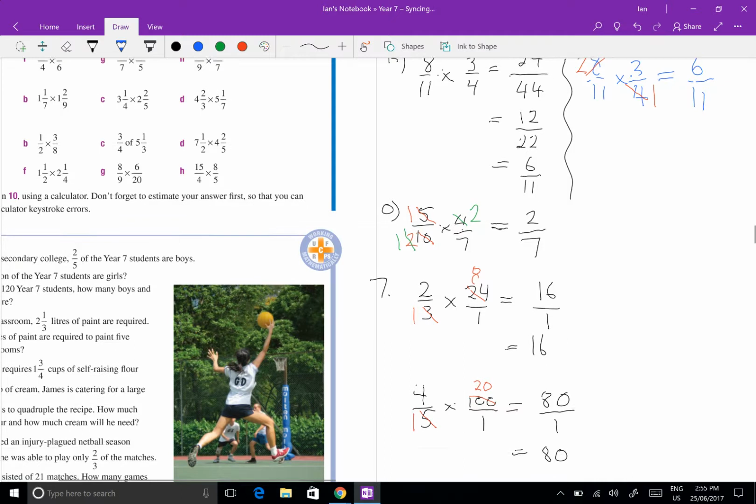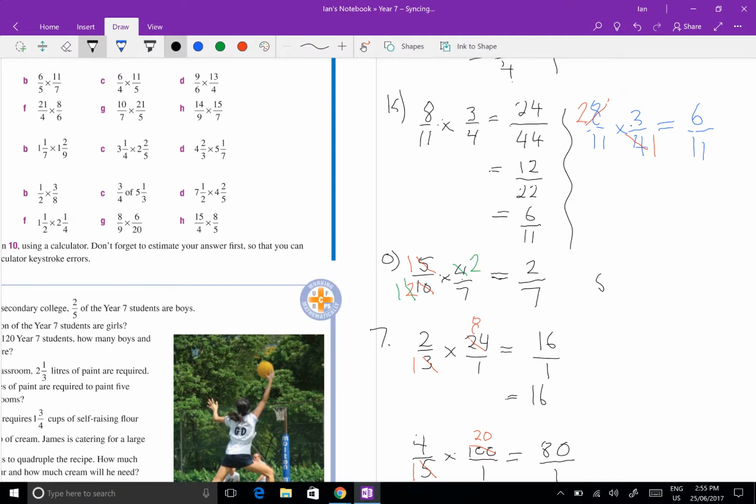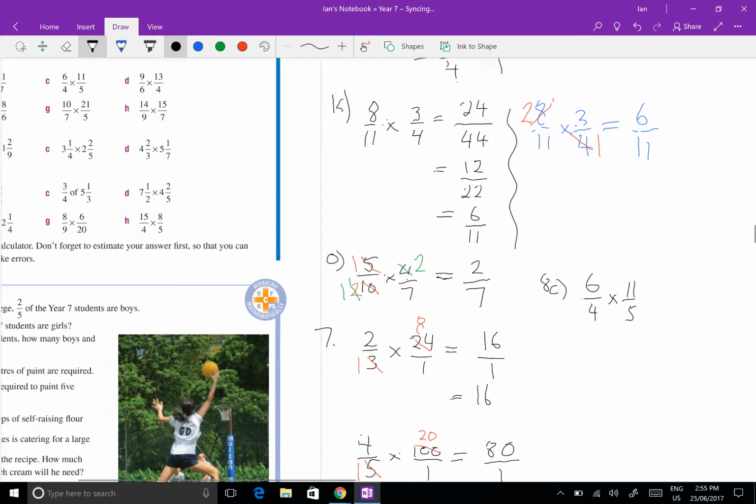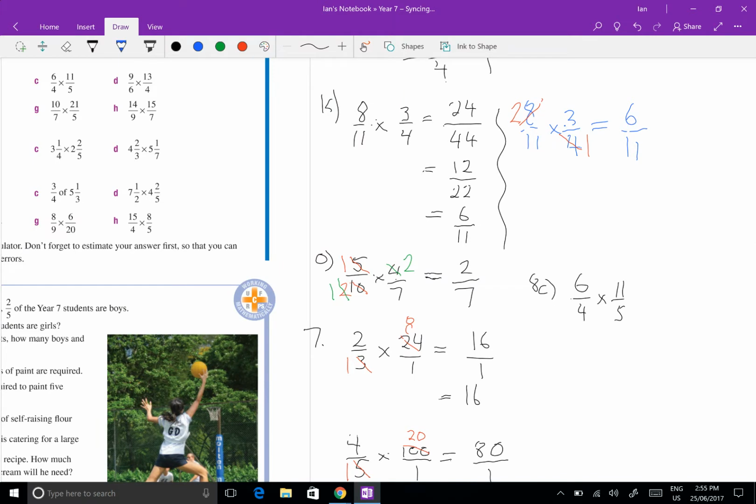Let's have a look at 8. And I've got 8C here, so I'm going to put 8C here. I've got 6 on 4 times 11 on 5. All right, I can do a bit of cancelling here. 2 goes into 4 twice. 2 goes into 6 3 times. I can't see anything else that's going to cancel there, so I'm now going to do the multiplication. By the way, if you miss a cancel, it doesn't matter. You can get it at the end when you simplify. So I get 33 on 10.